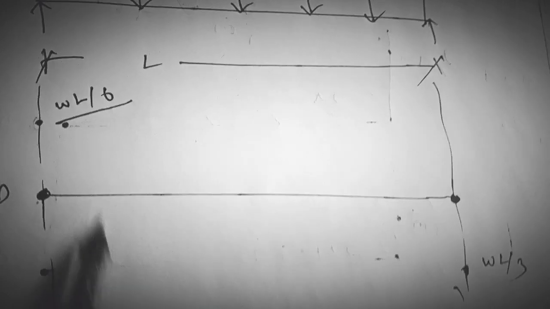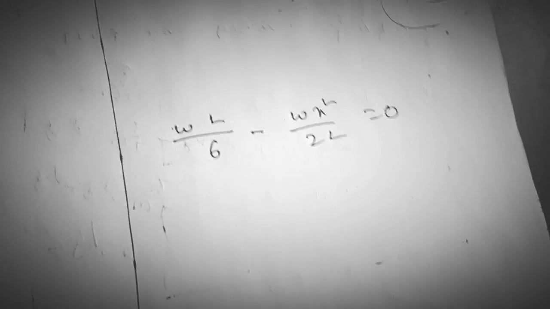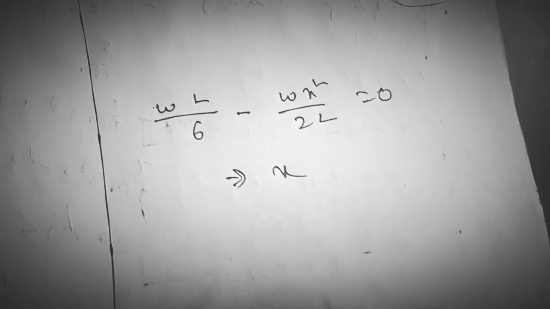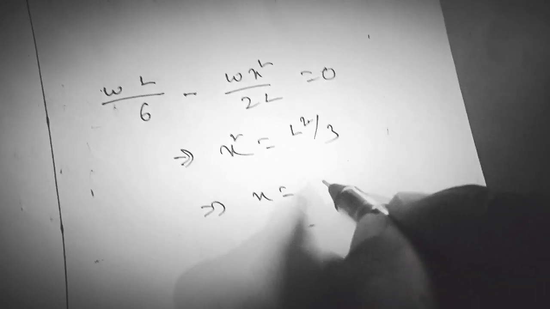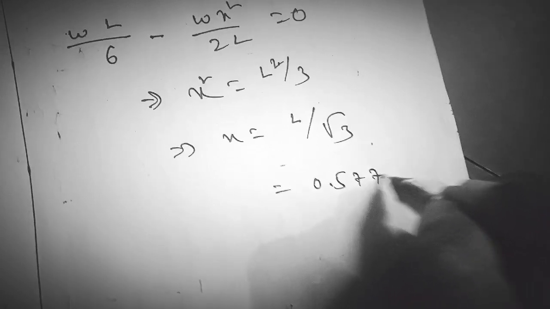Now I have to determine the shear force at any midpoint. We don't know at which point the shear force will be 0. So let us equate this shear force to 0. That means WL divided by 6 minus W x square divided by 12 equals 0. Then we can find at what x value this shear force will be 0. If you solve this, you will get x square equal to L square divided by 3. That means x equal to L by root 3, and the value of this will be 0.577 L.